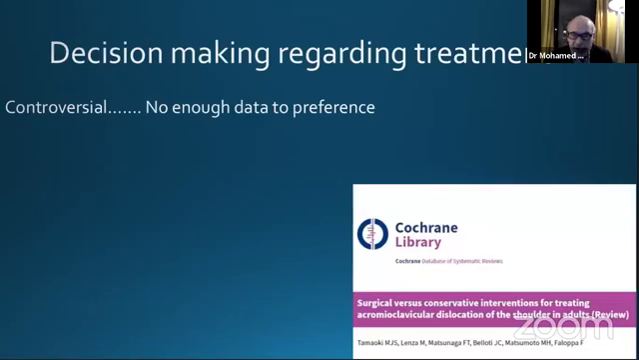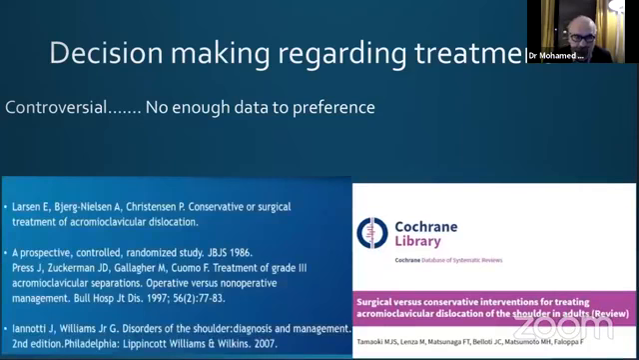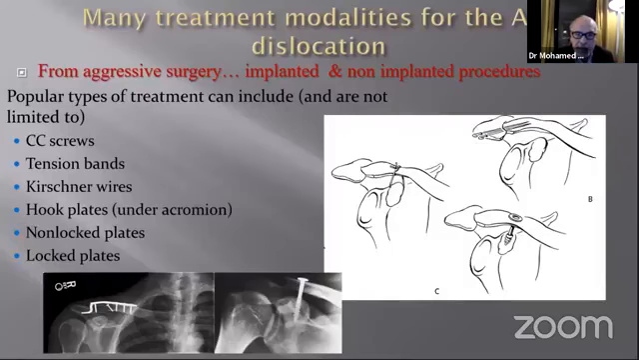What about the decision making regarding the treatment? There is a lot of controversy. Why? Because there is not enough data about the preference of which type of treatment should be used, either the surgical or the conservative, and in surgical cases, which surgical option should be utilized. There is a lot of research about this subject. Many treatment modalities exist regarding AC joint dislocation, from aggressive surgery, whether implanted or non-implanted, to non-surgical intervention.